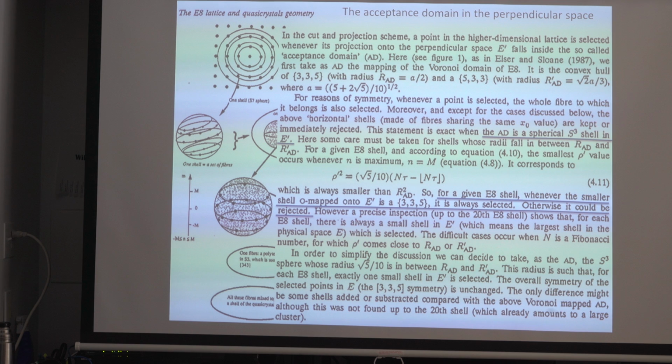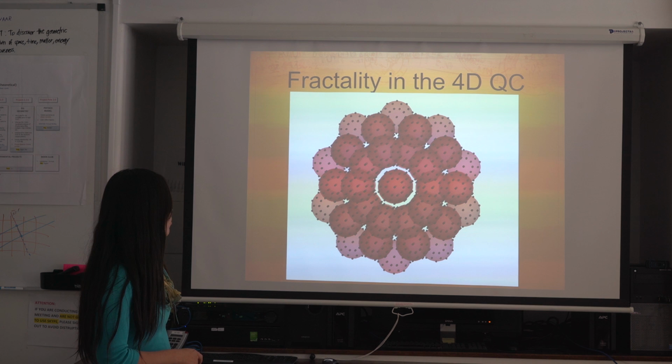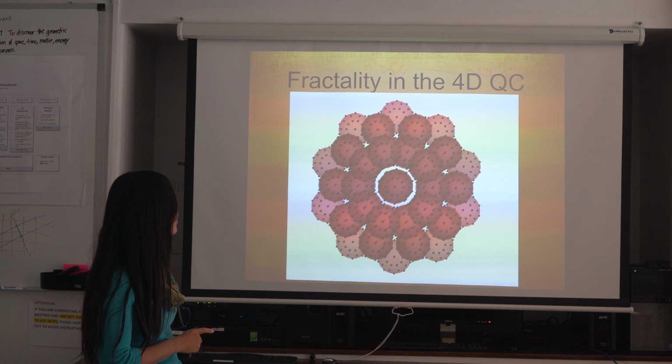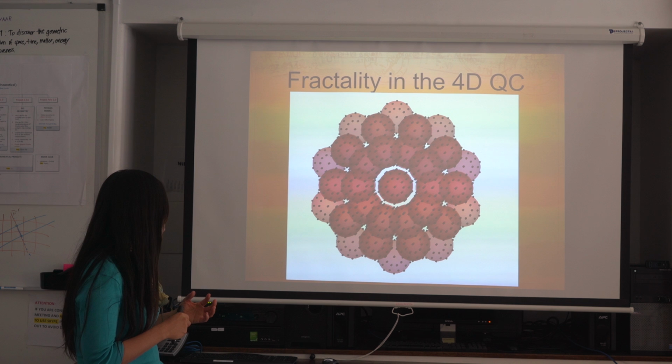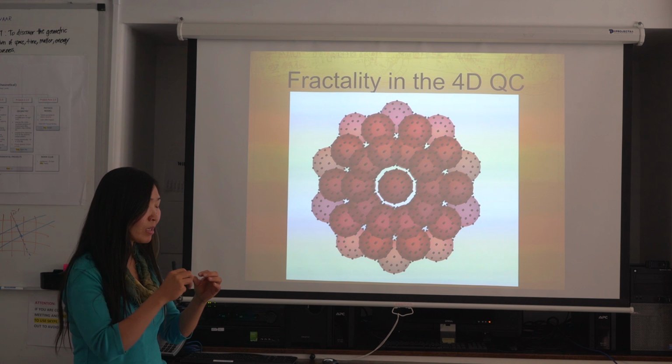One thing I want to point out about the four-dimensional quasicrystal is a fractality that I noticed in finding the 600-cells in it. We know that the four-dimensional quasicrystal is made of 600-cells, so you have many, many 600-cells.